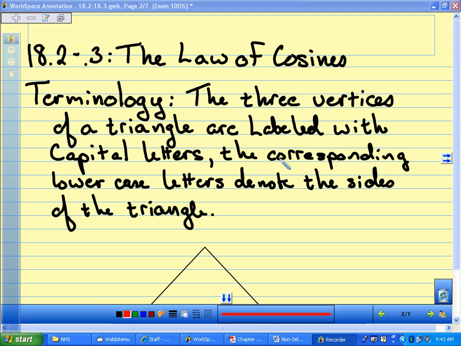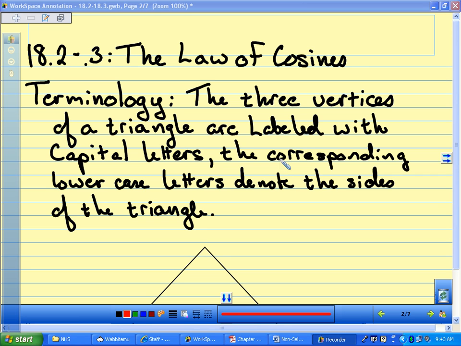The most important thing about the law of cosines, and as we go on in this chapter, the law of sines, is going to be the terminology, the labeling of our triangles. Again, we kind of talked about this yesterday. How many parts are there to a triangle? 6 parts. There's three sides and 3 angles.